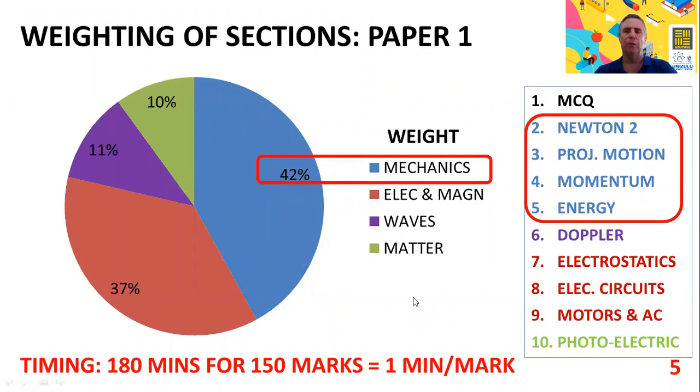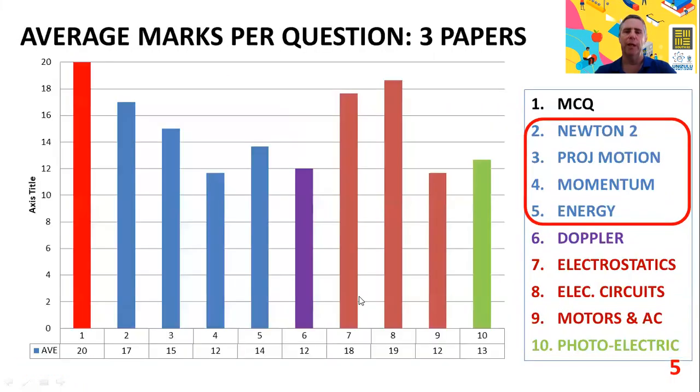Also on page 5, although it's not in your books, we looked at the weighting of different sections. Graphs of motion obviously falls under mechanics. It's 42% of the paper. It's the biggest section. And after the multiple choice, there are 4 of the long questions which deal with mechanics. Averaging the marks per question for the last 3 papers, question 1, multiple choice, is always 20 marks. And then the 4 long questions on mechanics usually total 56 marks out of 150, more than a third of your paper.